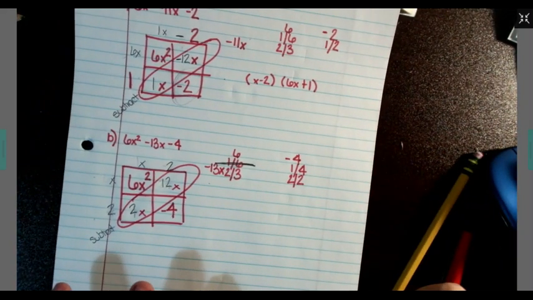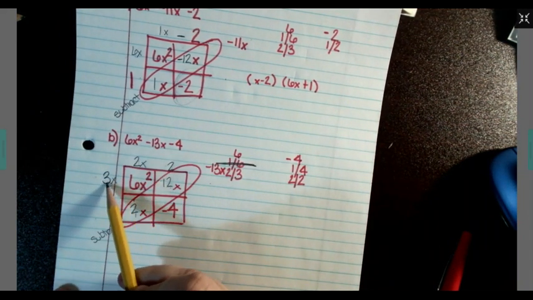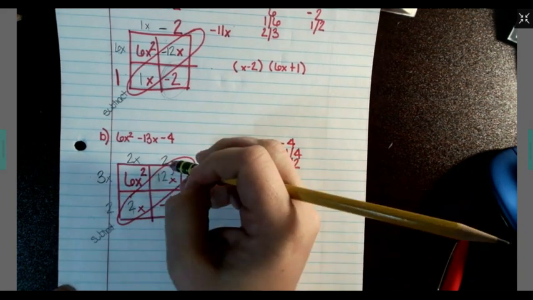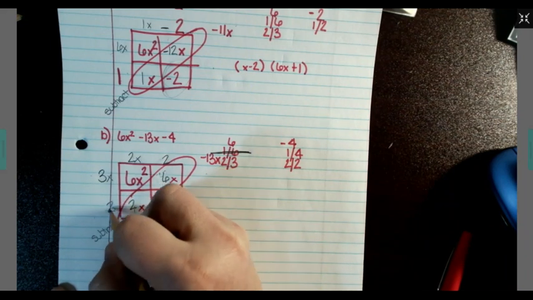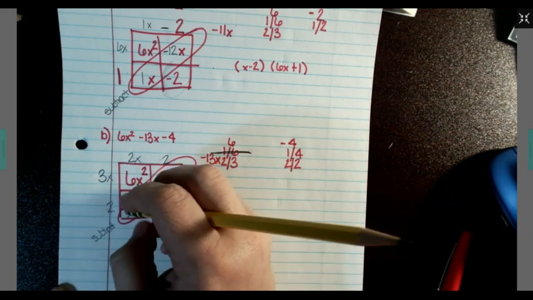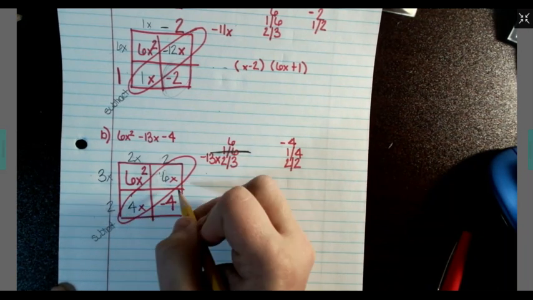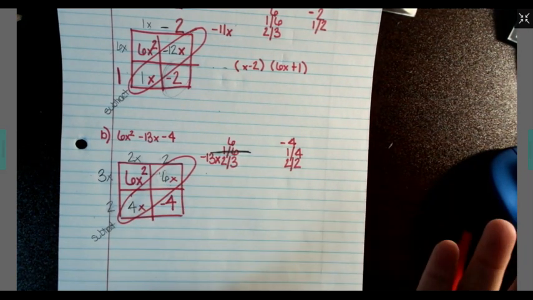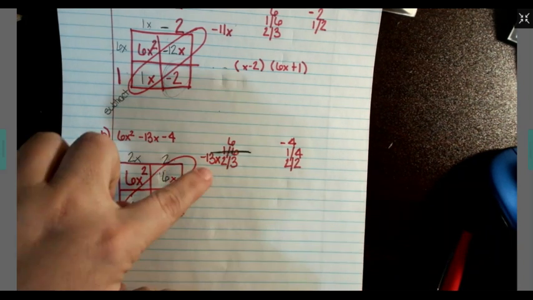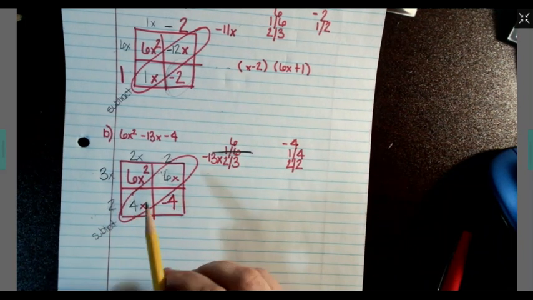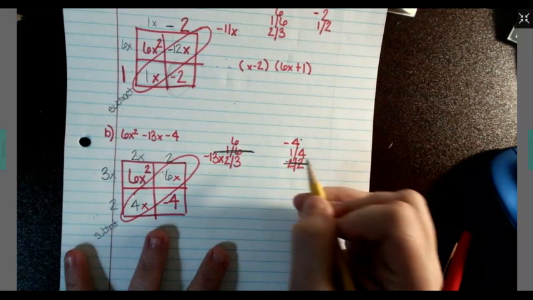Let's try the 2-3 combo then. We know that 3 times 2 is going to give us 6 here. 2 times 2 is going to give us 4. If I subtract those, I get 2x. Not going to cancel. Okay. Doesn't matter if I switch these. They're still going to be the same combination. So let's go back to, I know the 2-2 combo doesn't work.